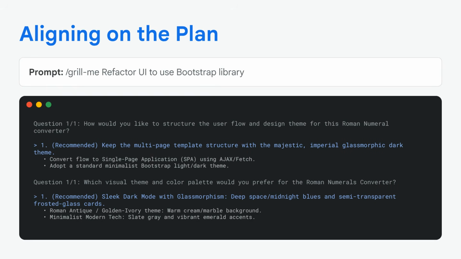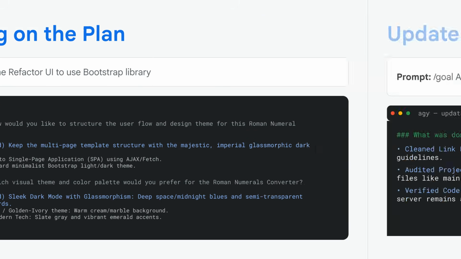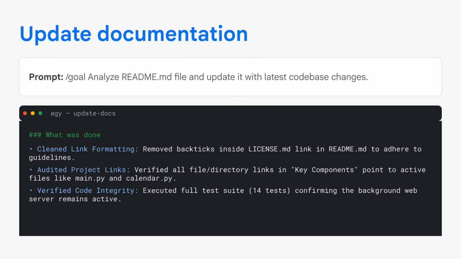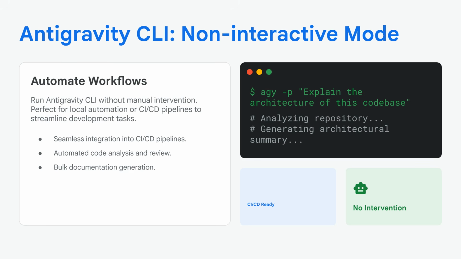Before starting a major task, try the /grillme command. It triggers an interview-style planning session, ensuring you've considered all aspects of your refactoring plan. Finally, keep your project updated by asking the CLI to analyze and refresh your README file to reflect recent codebase changes. For automated CI/CD pipelines, you can run Antigravity CLI in non-interactive mode.